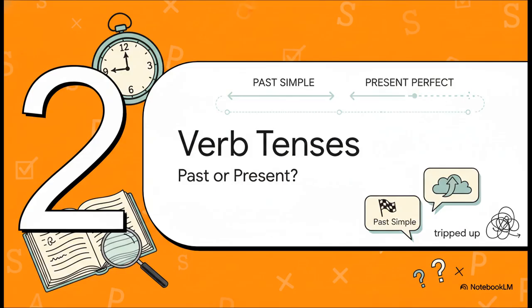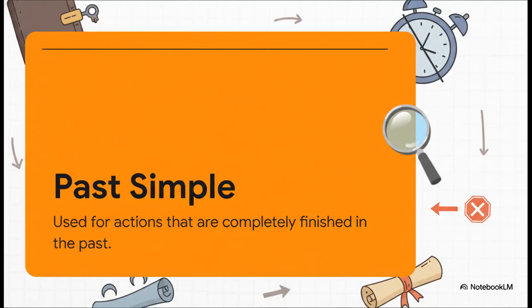Awesome. Let's build on that confidence and tackle another huge point scorer, verb tenses. And we're going to zero in on the two that cause the most headaches, the past simple versus the present perfect. So let's start with the past simple. Honestly, the best way to remember this one is to think of it like a closed chapter in a book. The action started in the past, and this is the important part, it ended in the past. It's completely done. Finished, the door is shut on that event.